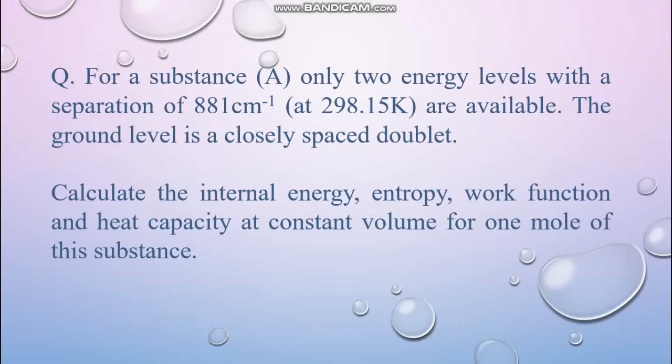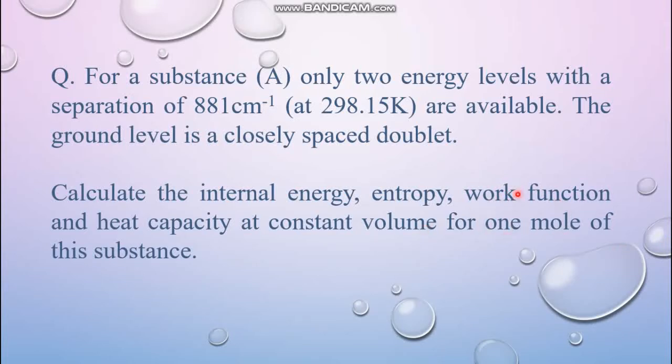So the problem is for a substance. Suppose the name of the substance is A. Only two energy levels are available, where the separation is 881 centimeter inverse and the temperature is 298.15 Kelvin. That means the room temperature. And here it's also said that the ground level is a closely packed doublet. That means the g0 is 2. And since nothing is said about the first excited state, g1 is definitely 1. Now you have to calculate the internal energy U, S, A and Cv, for 1 mole of a substance.